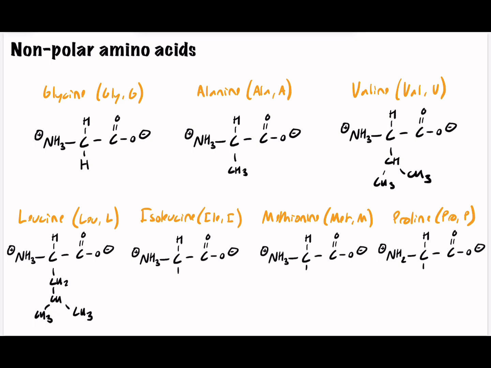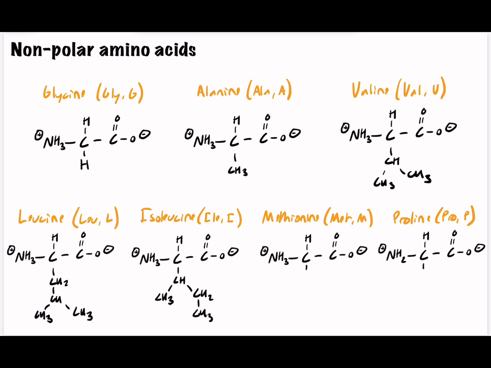Then you have isoleucine, which has the 3-letter code ILE and the 1-letter code of just I. And so this one has a CH group connected on one side to a methyl CH3 and on the other to a CH2 that is also connected to a CH3 methyl. Then you have methionine, which has the 3-letter code MET and the 1-letter code M.